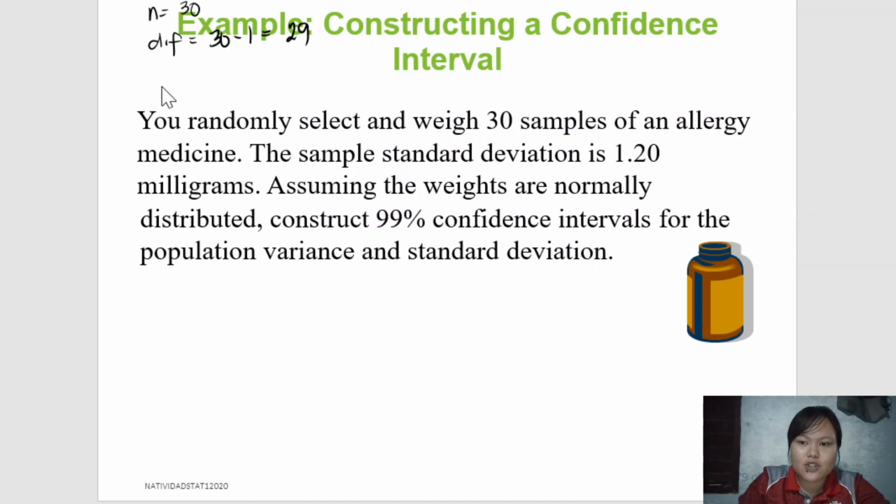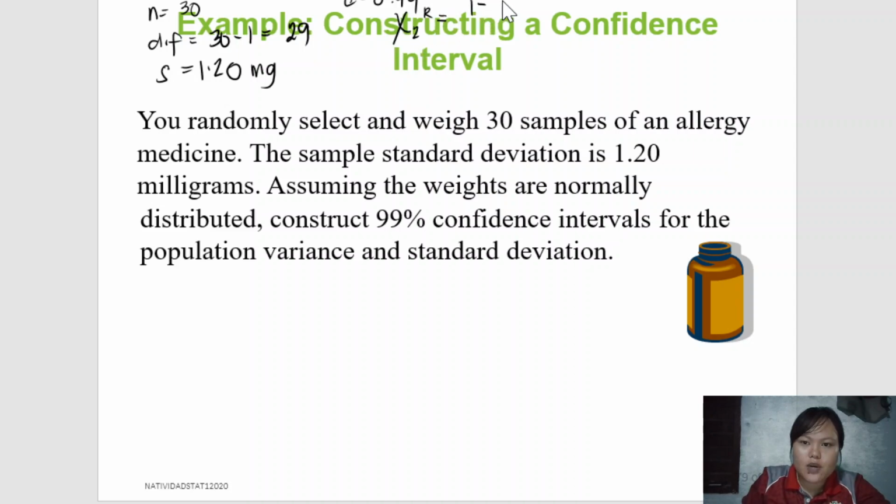Next, the sample standard deviation is 1.2 milligrams. So, assuming the weights are normally distributed, construct a 99% confidence interval for the population variance and the sample standard deviation. So, we're looking at a confidence of 0.99. Here I will put chi-squared R.